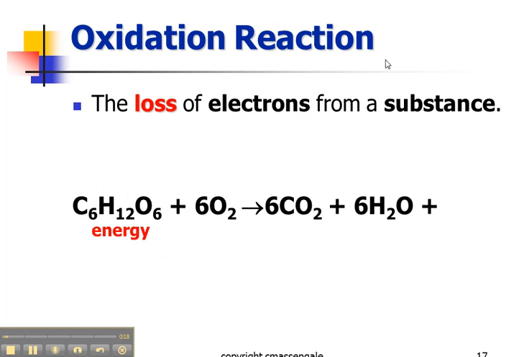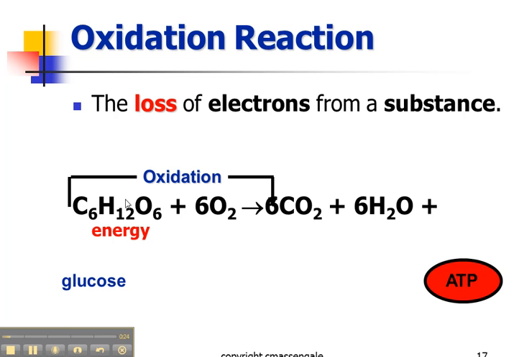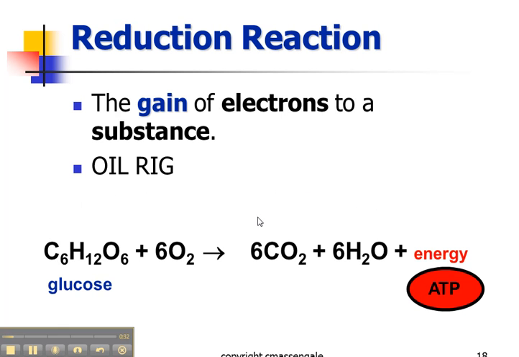Oxidation is the loss of electrons. And again, watch those H's. We lost an H going from here to here. Reduction is when we gain an H. We gained an H when we went from here to here. So OIL RIG, again: oxidation is loss, reduction is gain.